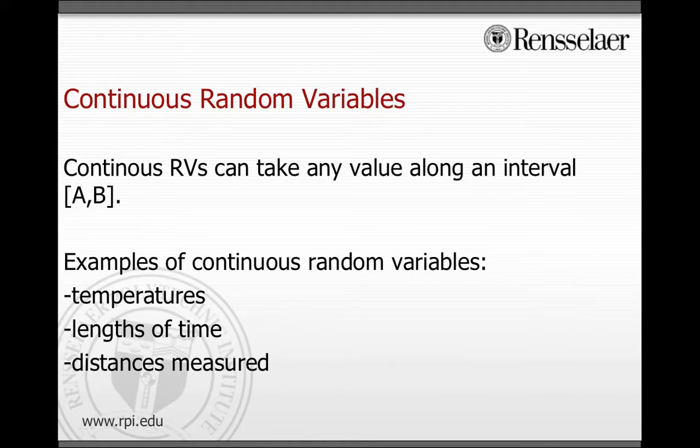Continuous random variables are variables with possible values along an interval a through b and can be any value between a and b. Possible examples include temperatures, lengths of time, distances measured. Most measurements or measured quantities are continuous variables.